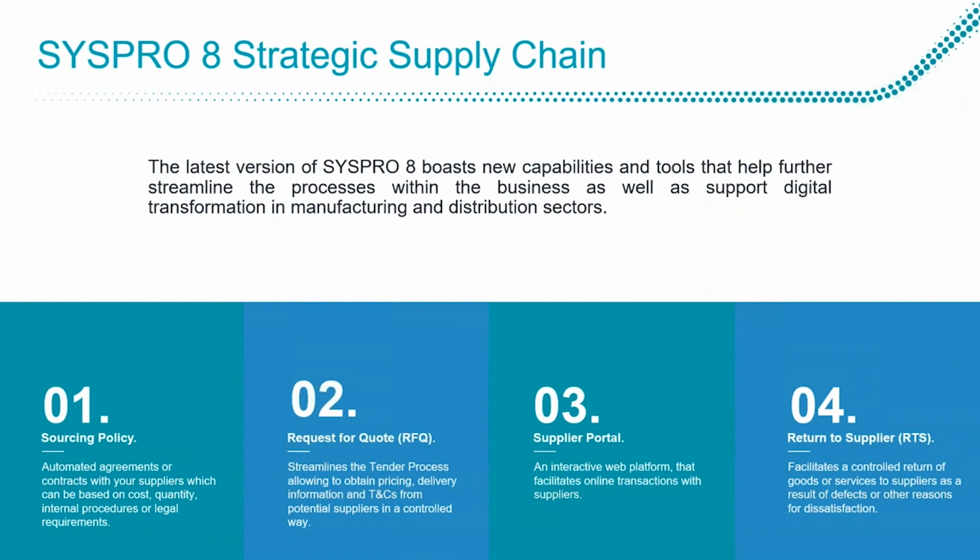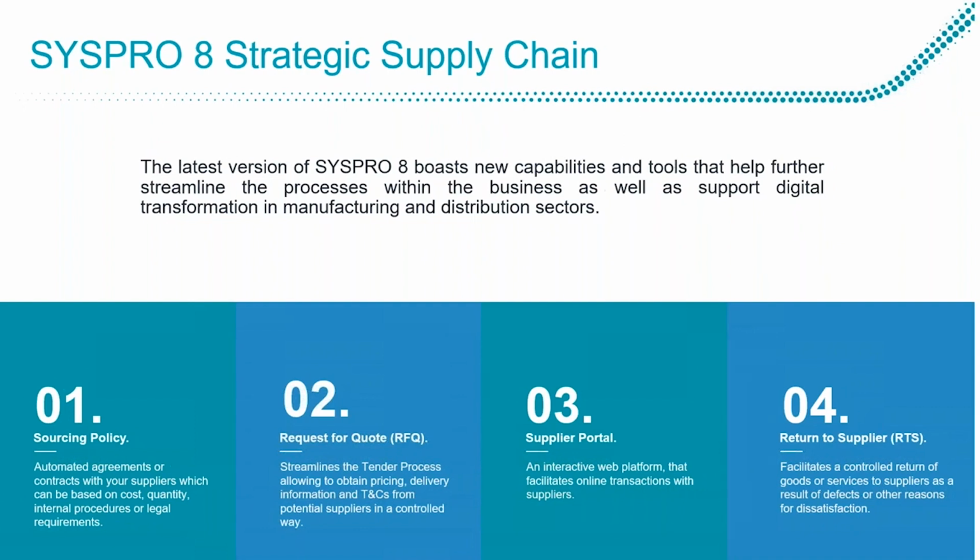The first thing we're going to talk about is the concept of sourcing policy, the ability to agree and have agreed contracts mimicked within the SYSPRO ecosystem, the ability to raise quotes and request that out to your supply chain, and having a portal for an interactive web platform. And then, of course, we've got the reverse supply chain, which is where you need to return items, if you do for any reason, back to your suppliers.